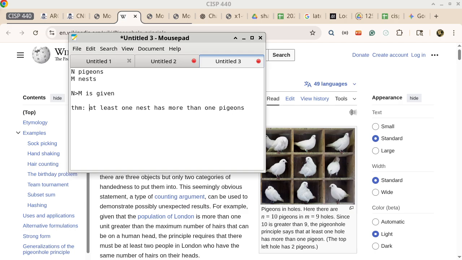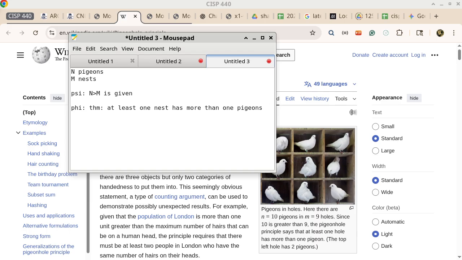Even at this point, this is important because it is saying what we are putting into the psi that we just talked about. Psi is a conjunction of everything that is known to be true. So in addition to every rule that we know about in algebra, we also have this fact that n is greater than m. The theorem that we want to prove, which in our symbols is called phi, says that at least one nest has more than one pigeon.